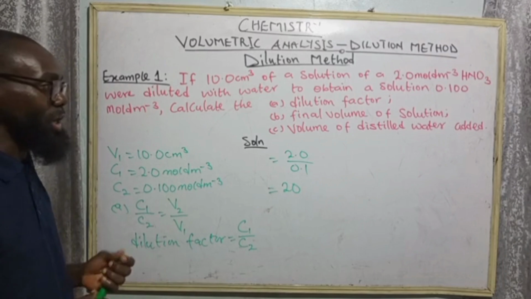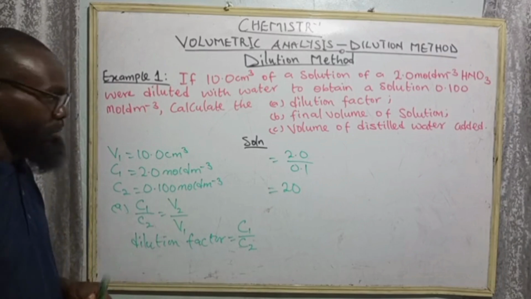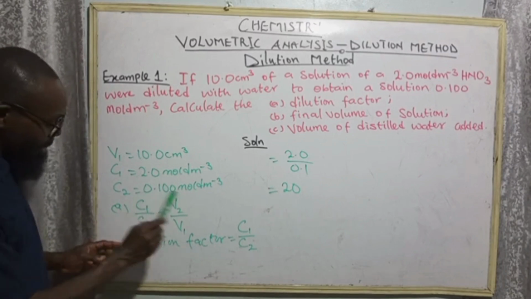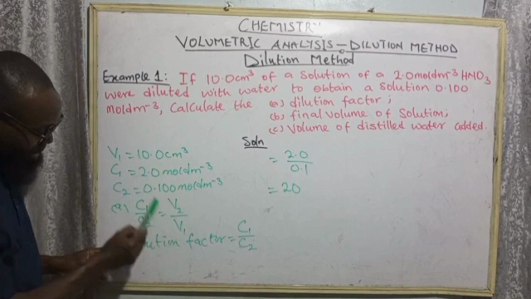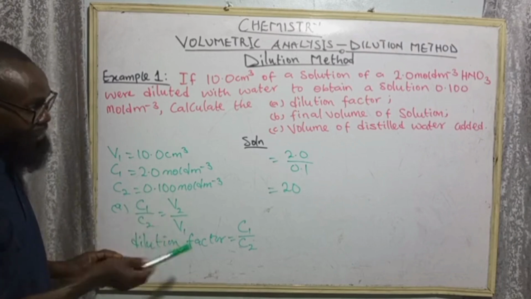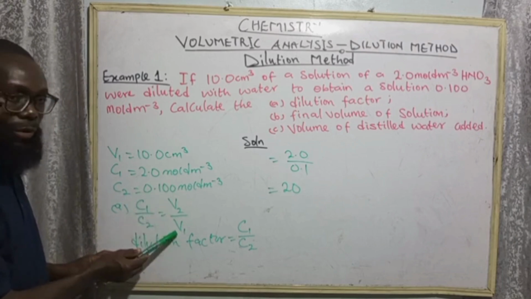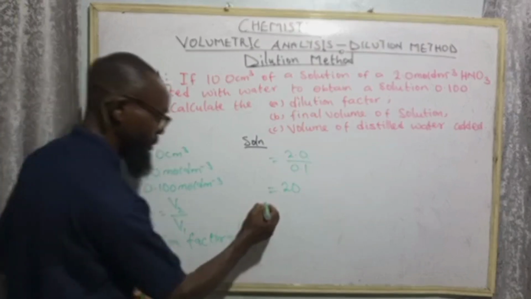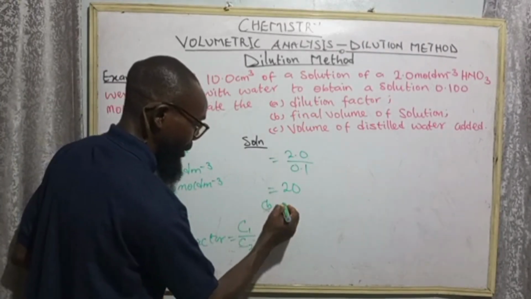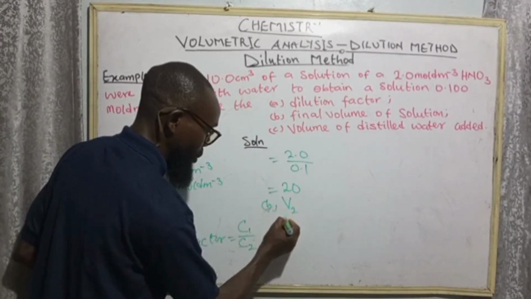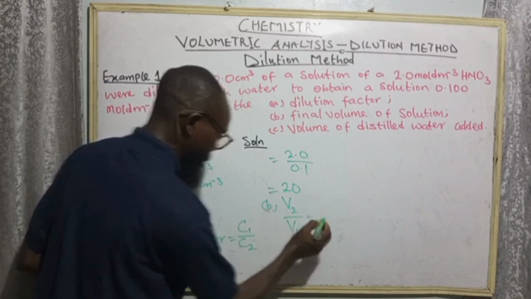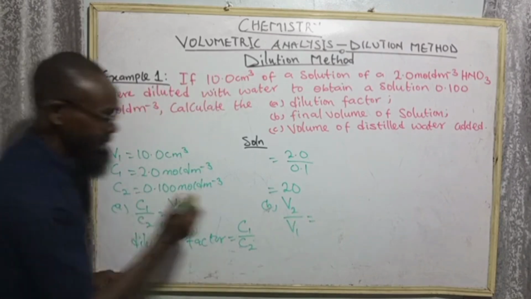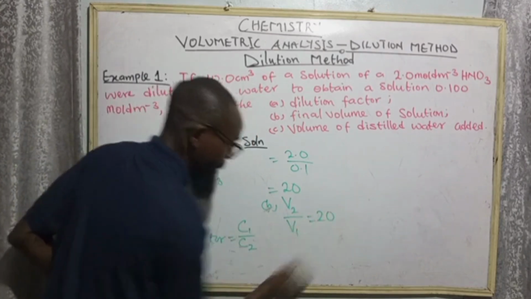Question B, we want to find the final volume of solution. Now, since we have our dilution factor, we can get our final volume, which is our V2, since we have our V1. So question B, V2 over V1 will equal, this one has given us 20.